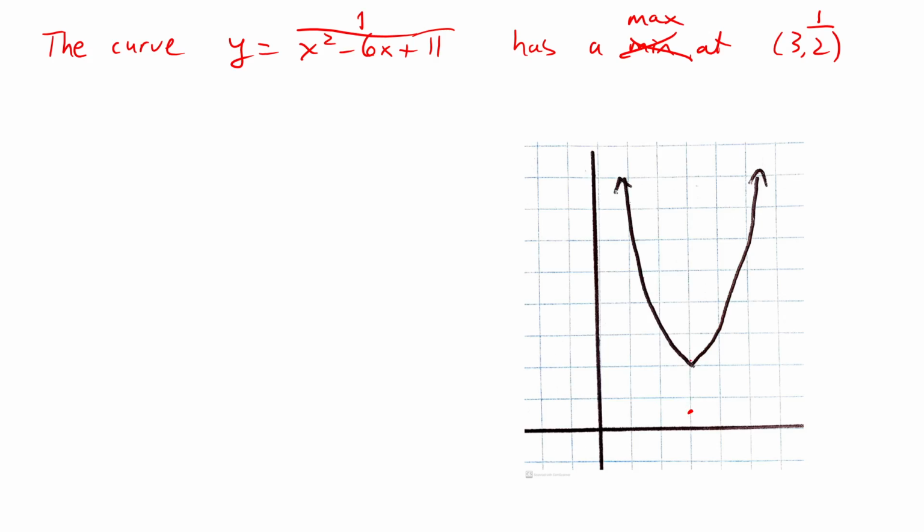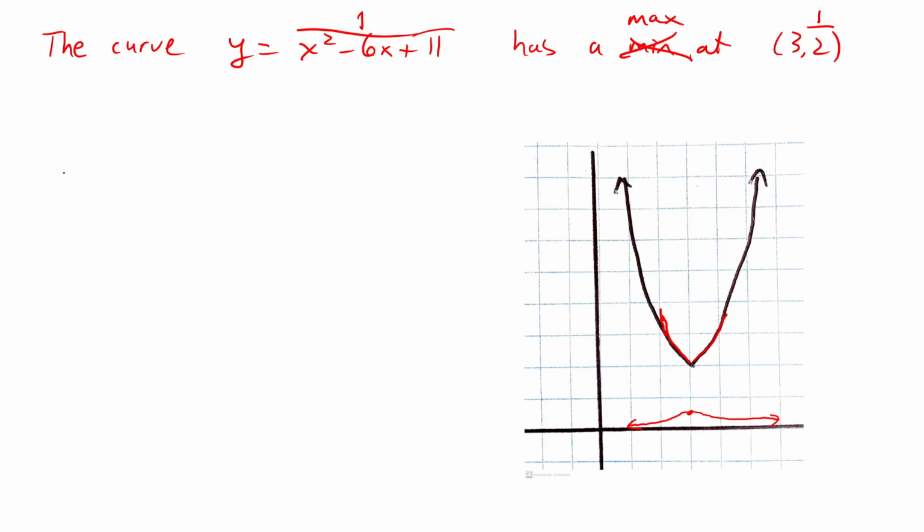Now, as this curve goes up to the left, the curve that I want to draw should be going down to the left, but it can't cross the x-axis. And as this curve goes up to the right, the curve that I want to draw should be going down to the right, but it can't cross the x-axis. So it's actually going to look like that.